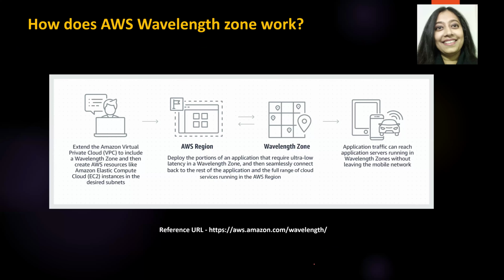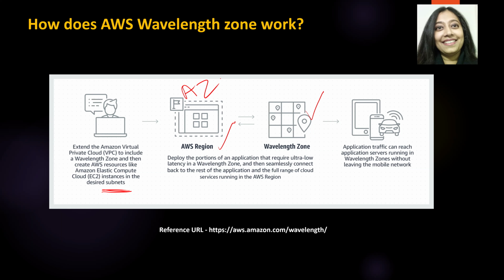Now let us look at how an AWS Wavelength Zone works. You know that an AWS Wavelength Zone is an extension of an AWS Region, and you need to create subnets in order to deploy your AWS Wavelength infrastructure. So you have your region over here and you have your Wavelength Zone. Now in your regions, you could have multiple AZs, and AZs have their subnets.